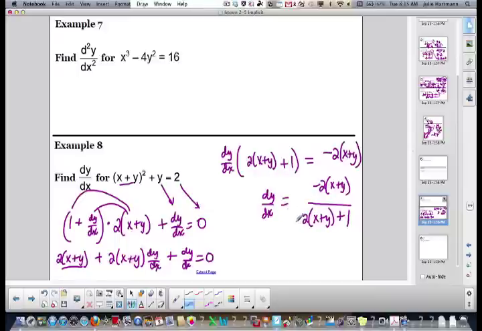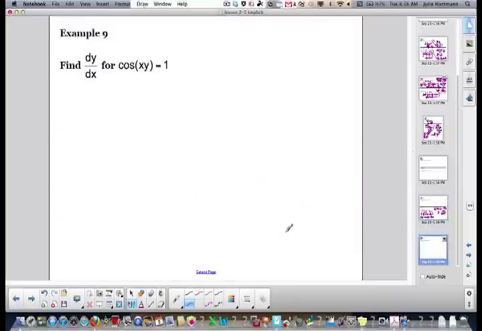All right, so I think that is enough examples for you to go out and try some on your own now. There are some practice problems out of the book that I wanted you to do, page 146, the first homework there for implicit.